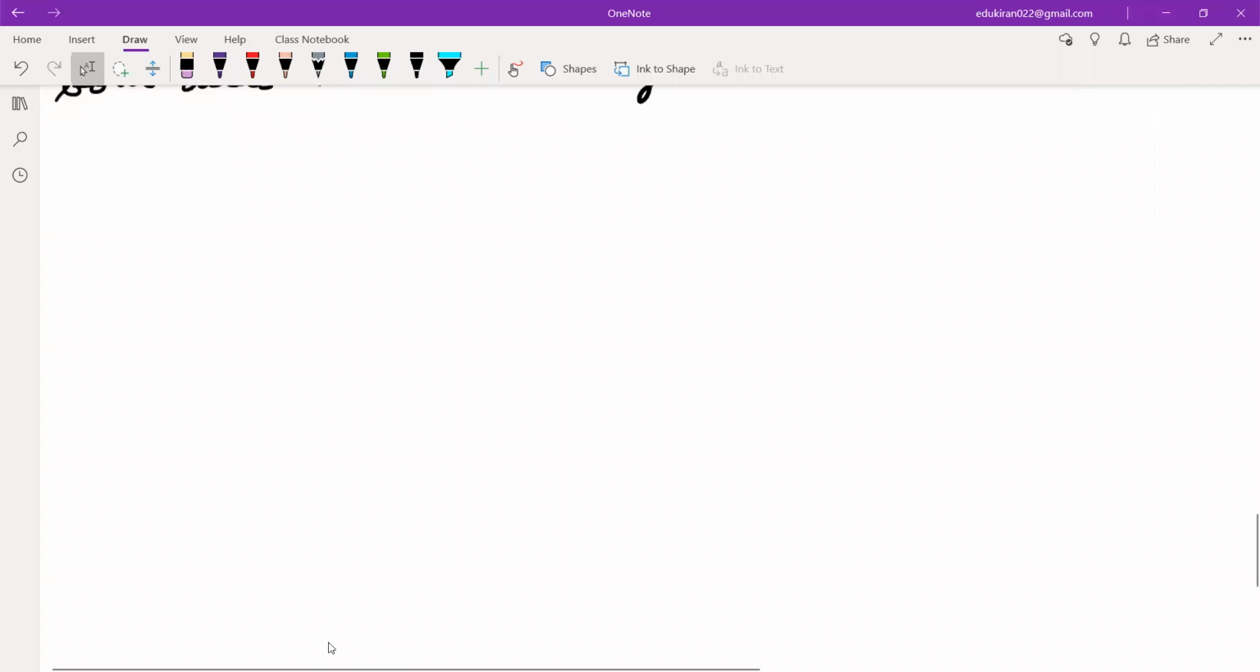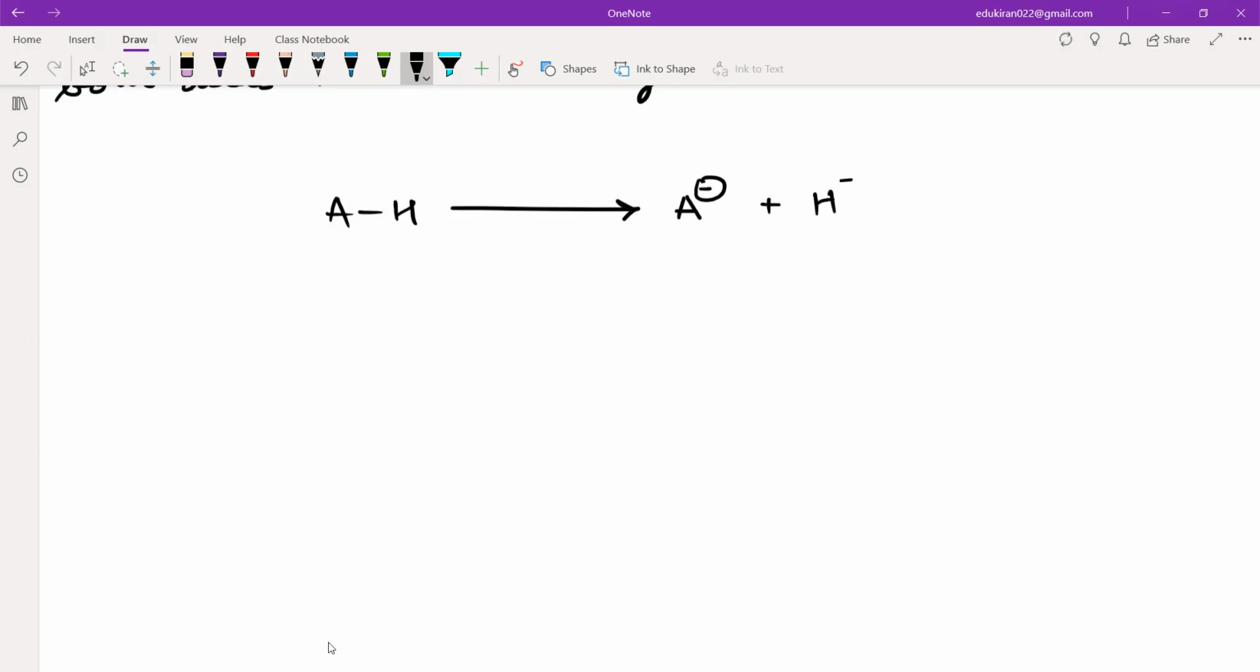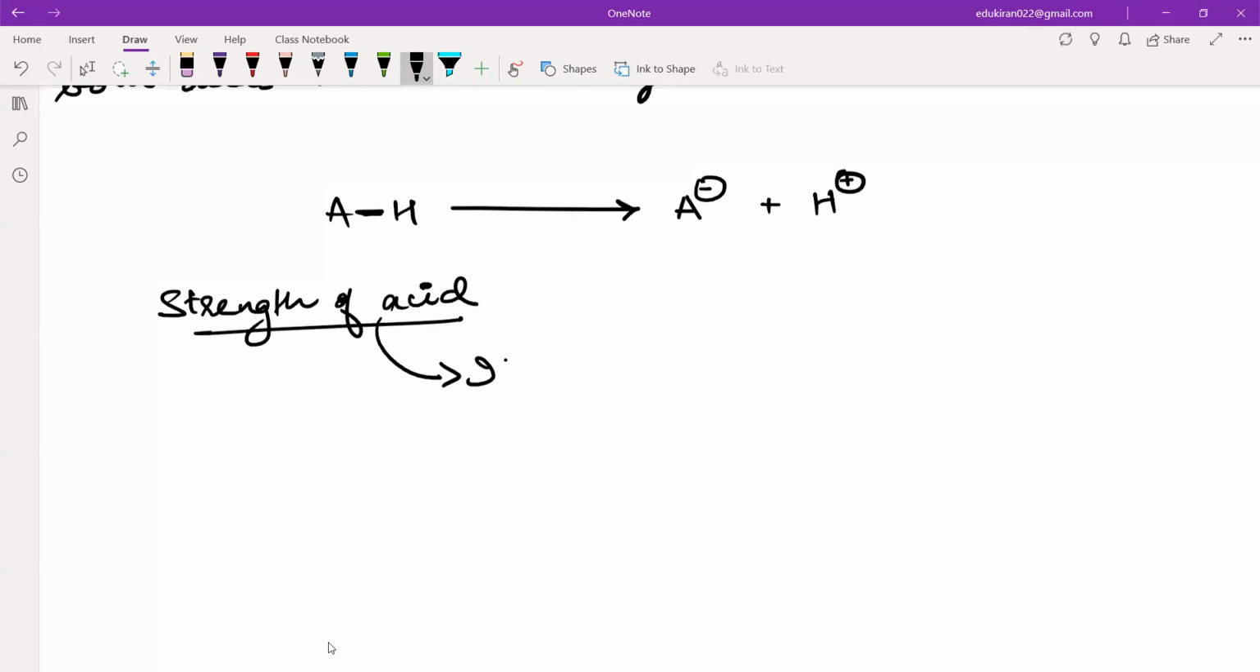Now, let us see. We have an acid, HA. Then what happens? It reacts with the base and it forms A negative plus H positive. Now, if we want to discuss the strength of an acid, then I have to think about this bond. Yes or no?